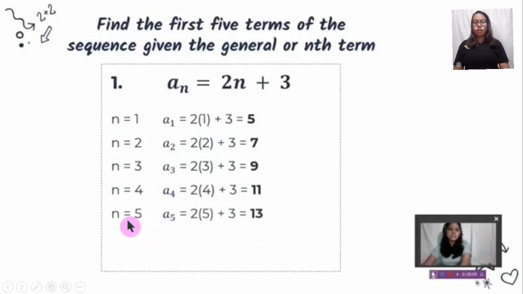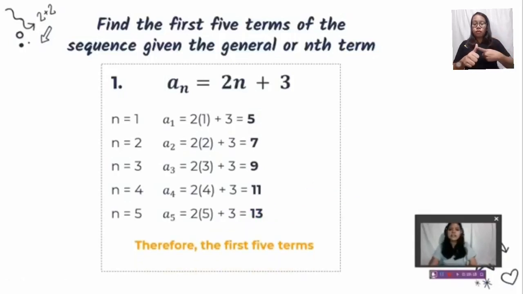For the last one, n is equal to 5. Our a sub 5 would be 2 times 5 plus 3. 2 times 5 is 10, plus 3 is equal to 13. So our a sub 5 would be 13. So therefore, the first 5 terms of the sequence are 5, 7, 9, 11, and 13.